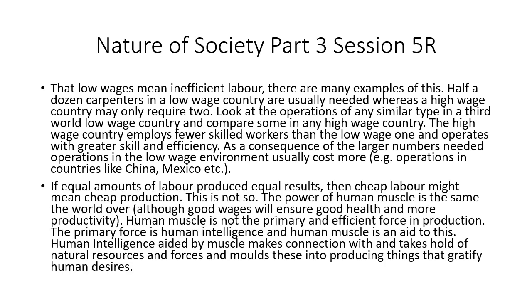If equal amounts of labor produce equal results, then cheap labor might mean cheap production. This is not so. The power of human muscle is the same the world over, although good wages will ensure good health and more productivity. Human muscle is not the primary and efficient force in production. The primary force is human intelligence, and human muscle is an aid to this. Human intelligence, aided by muscle, makes connection with and takes hold of natural resources and forces and molds these into producing things that gratify human desires.